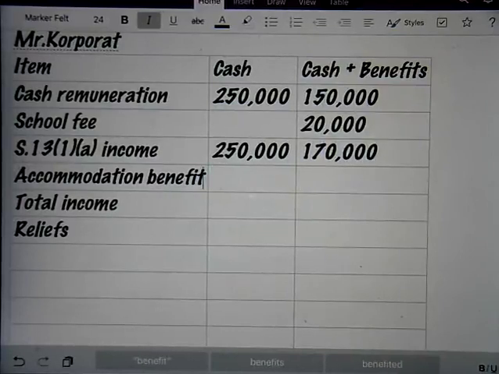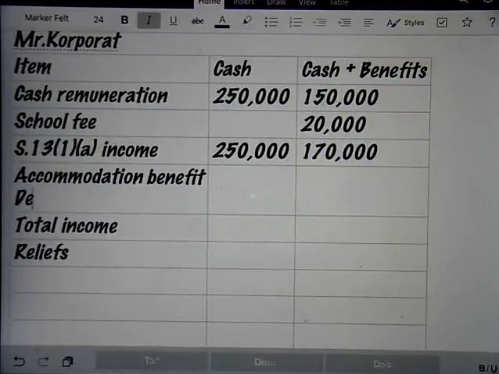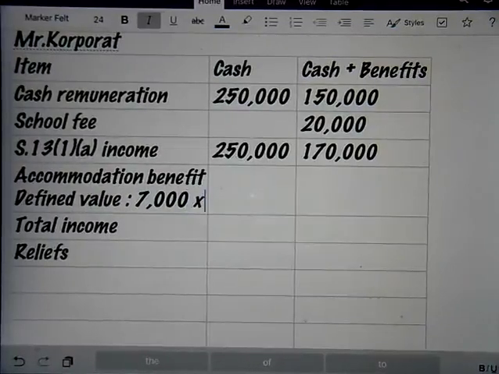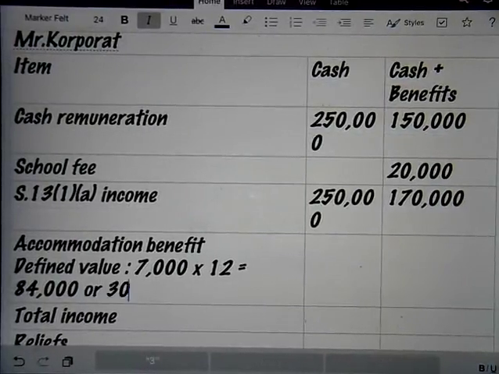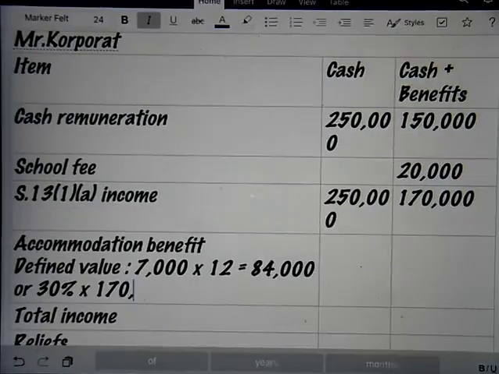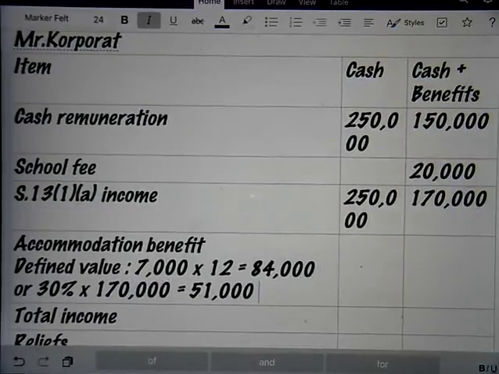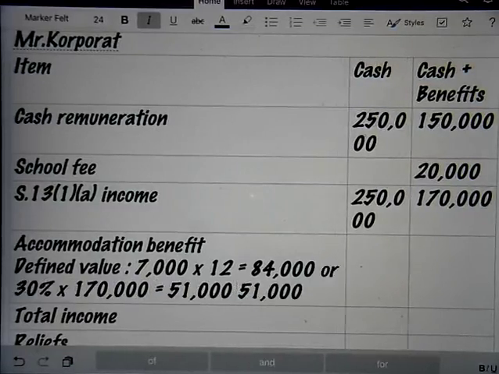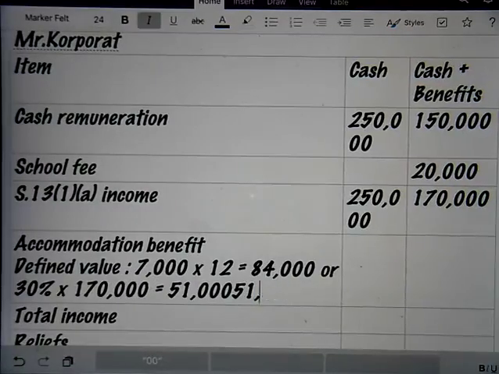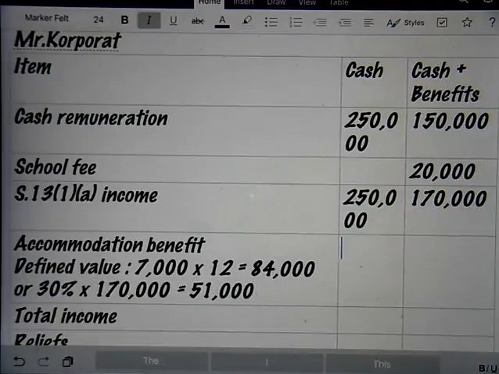Accommodation benefit is going to be the defined value. The defined value is going to be 7,000 times 12, you should get 84,000, or 30% times 170,000. So it's supposed to be 51,000. So which one are you supposed to use? 51,000. You still remember all of this? Yes, no? Forgot everything. So here is going to be 51,000.